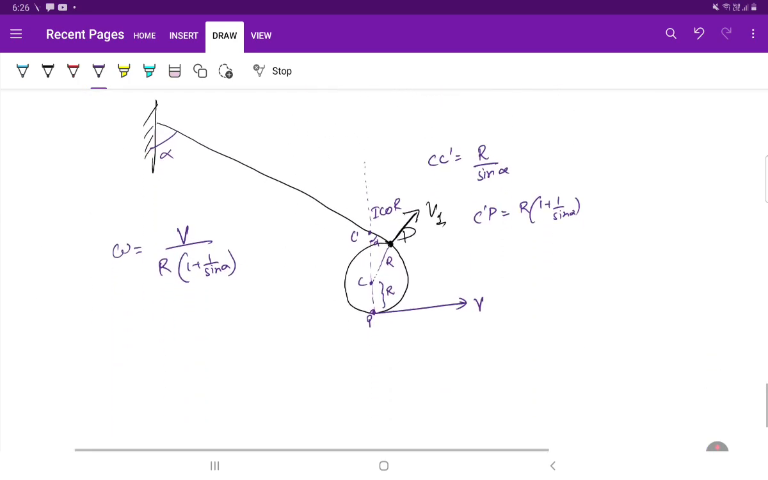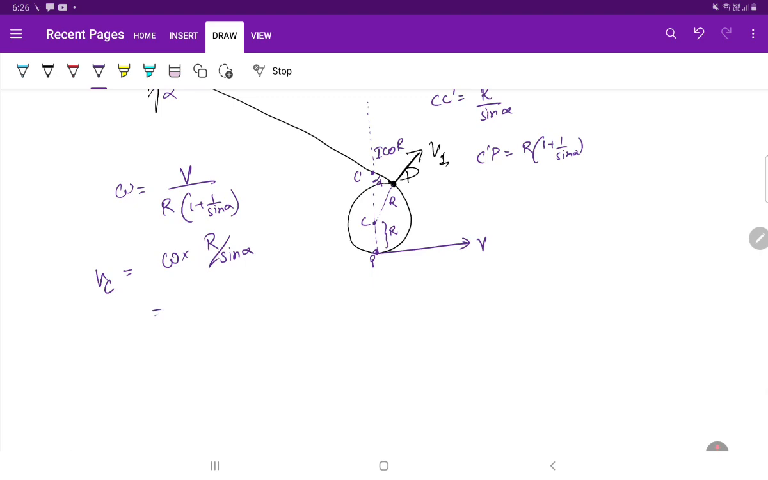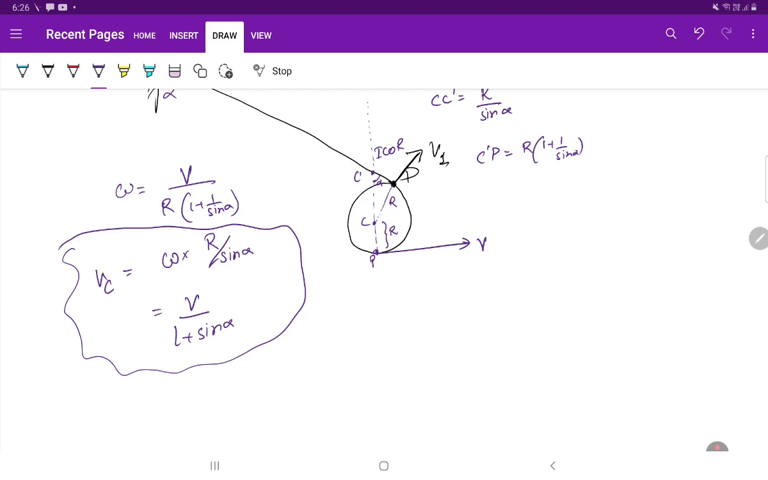cylinder. So the velocity of center C can be written as omega times the distance of C from the ICOR, that is omega into R by sine alpha, which will yield the result, that is VC is equal to V by (1 plus sine alpha), and that's the resulting answer. Okay, that's the answer. Hope you get it.